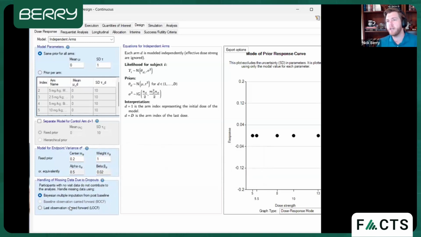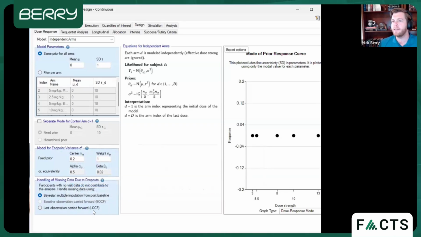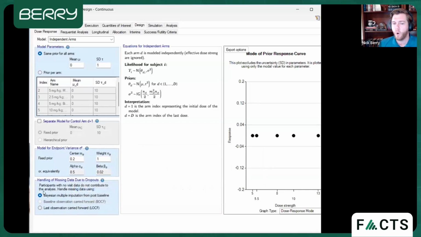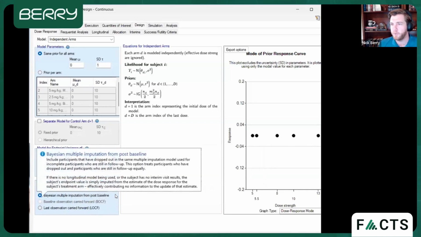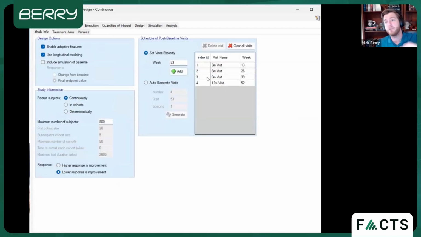The alternatives are the really simple versions, like last observation carried forward. This is a single imputation. It's not varying. It's not integrating over uncertainty. It's just fixing the final value at the last observed value. So there are two ways that you can do that if you have missing data. You can either do last observation carried forward, or you can do multiple imputation from post-baseline. And if you want to ignore them completely, sort of an intricacy of FACS, if you tell it there's a longitudinal model, you have to use a longitudinal model. So if you want to ignore them completely, right now you have to tell it there's actually no longitudinal model for these patients.